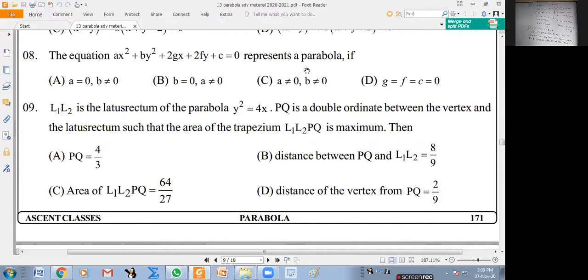It doesn't matter. It will represent a parabola only when h square equals ab. In a parabola, the second degree terms should always be a perfect square. That's what h square equal to ab means. So if you have an x square term and a y square term, you should have an xy term also. Otherwise, you can have only an x square term or only a y square term.